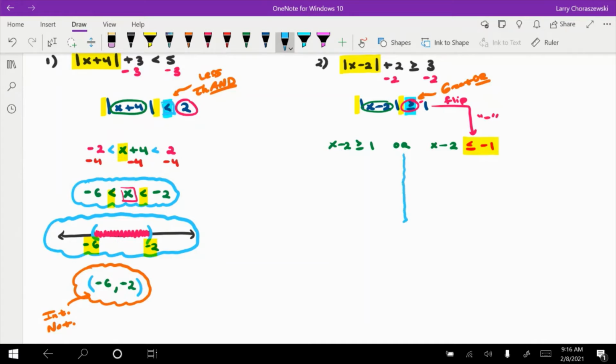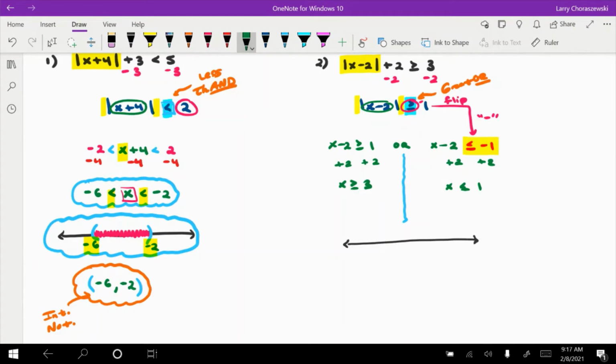We will separate all of our work, which really isn't all that much. We'll just add 2 to each side. X is greater than or equal to 3. Add 2 to each side here. X is less than or equal to 1. Oops, positive 1. All right, did you guys come up with that? Okay.